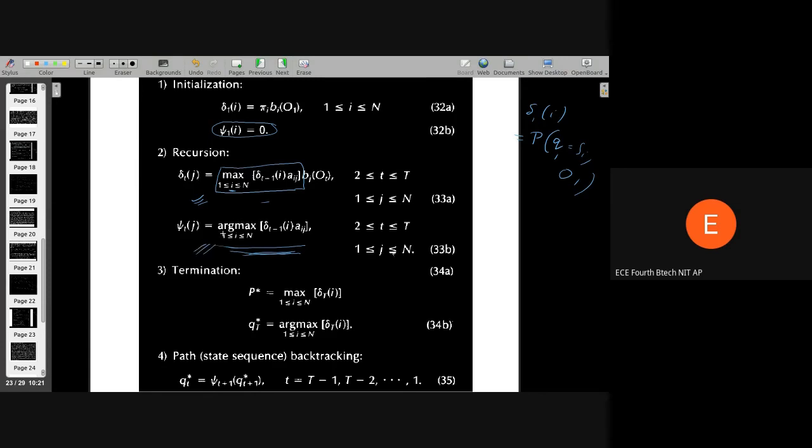This is what keeps track of the next state, and this is how you are getting that overall probability. What is the maximum value? So finally, you get this. What is delta t i?